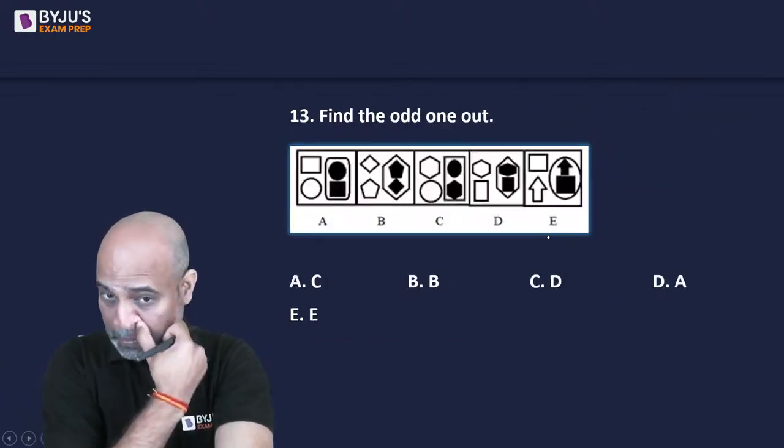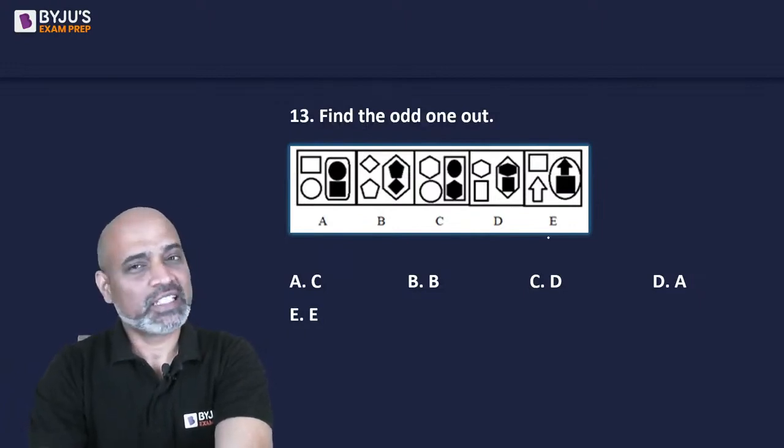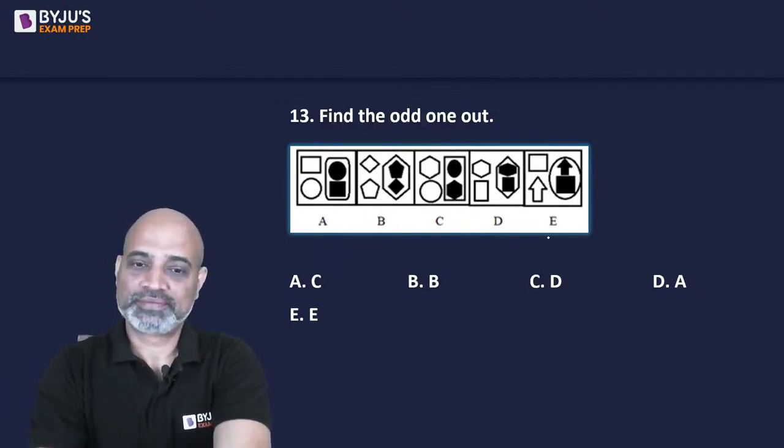Chalo. Find the odd one out. Which out of these 5 figures is different from the others?